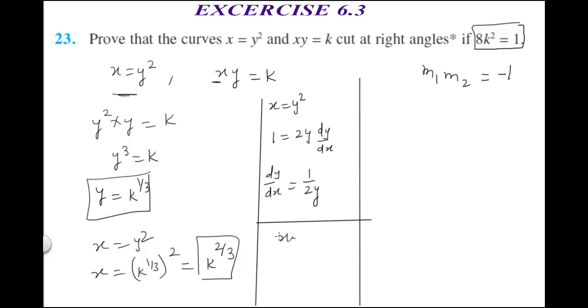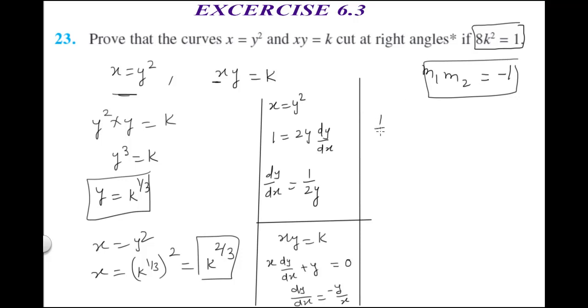So the other curve equation is xy equals k. So we can find it out as, right, x as it is, differentiation of y is dy by dx, plus y as it is, and differentiation of x will be 1, equals 0. So from here dy by dx is equal to minus y by x. So let us just put this in, because we know if they are cutting at right angle, the product of their slopes will be 1 upon 2y into minus y upon x, is equal to minus 1.